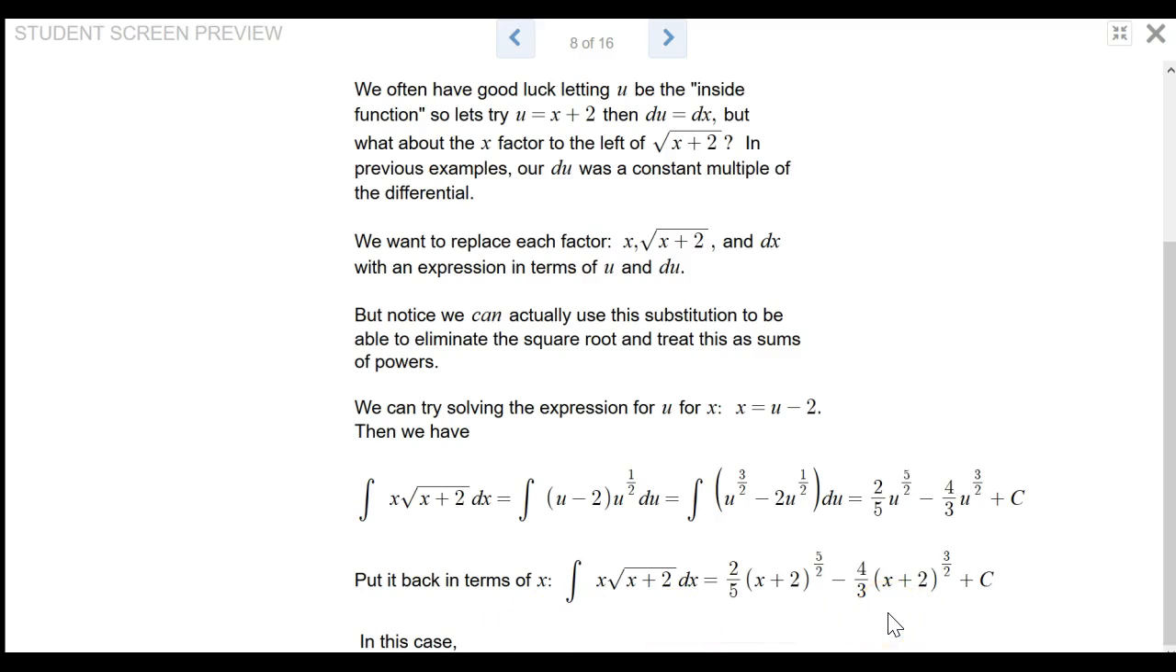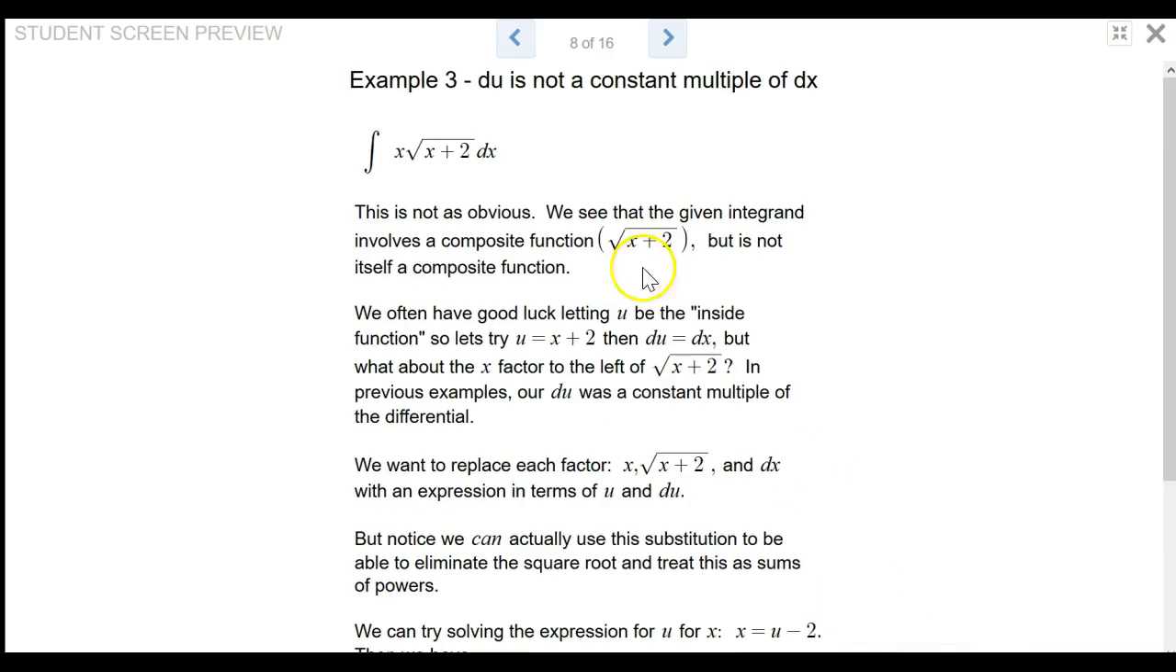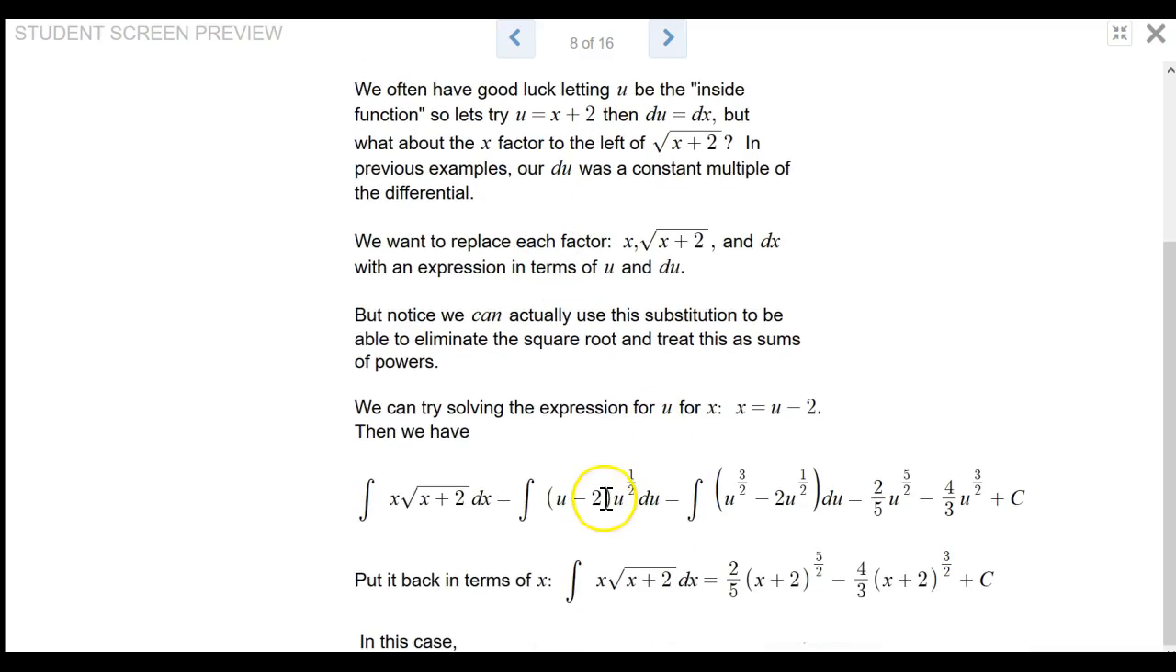But in this case, I didn't have my differential as a constant multiple of the original differential. But I was still able to replace every factor, every part of my original integrand in terms of u, and I still got an easier integral that I know how to find the antiderivative of in terms of u.